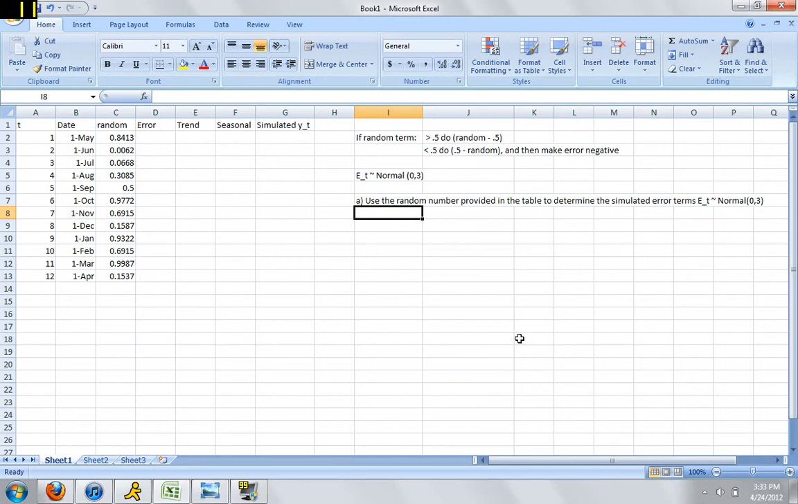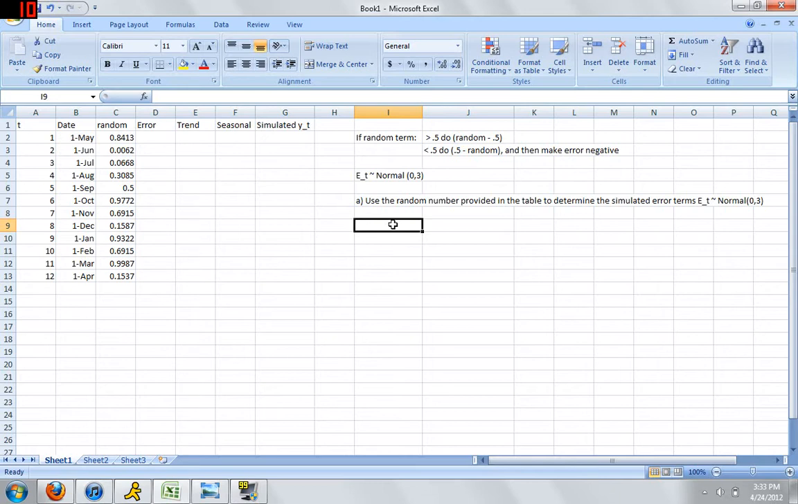Okay guys, so for part A, he's asking us to use the random number provided in the table below to determine the simulated error terms, where e sub t is distributed normally with a mean of 0 and a standard deviation of 3. You can see from here that I've inputted the error terms into Excel over here, and we're going to be using that in addition to the z values to record the actual error terms.